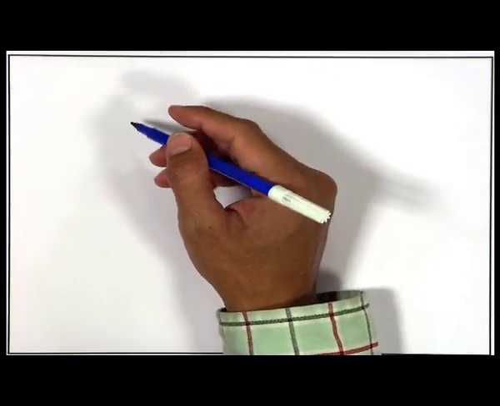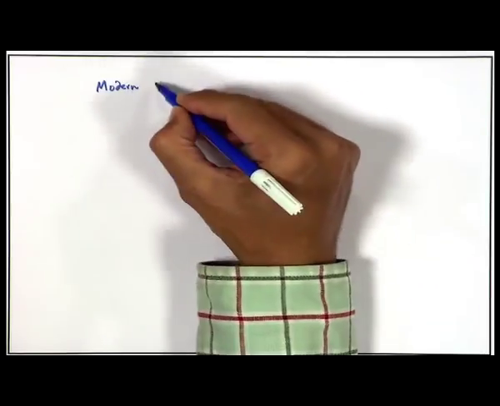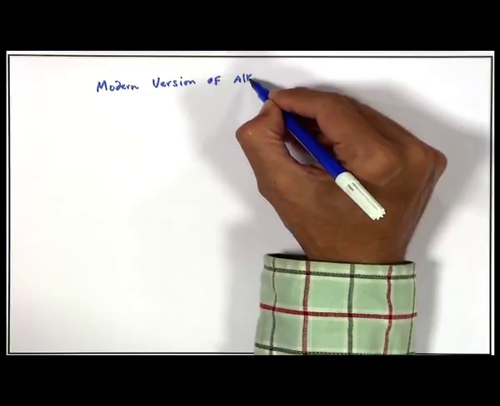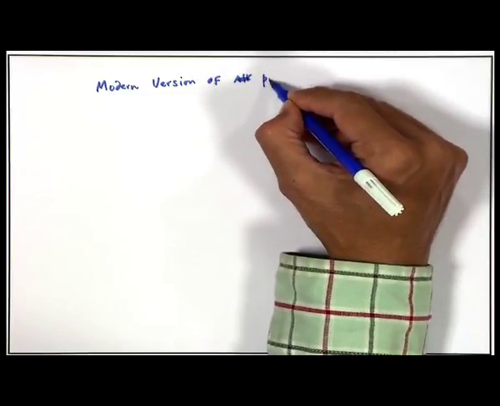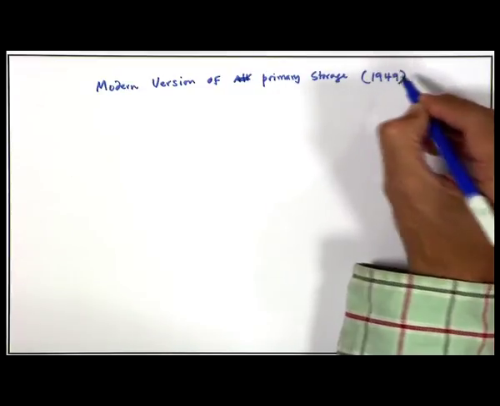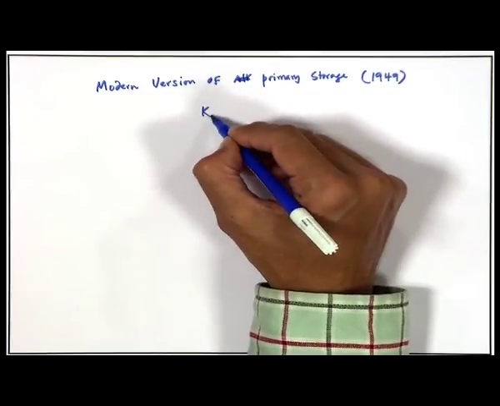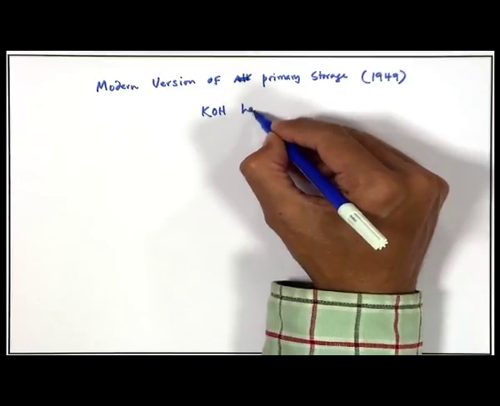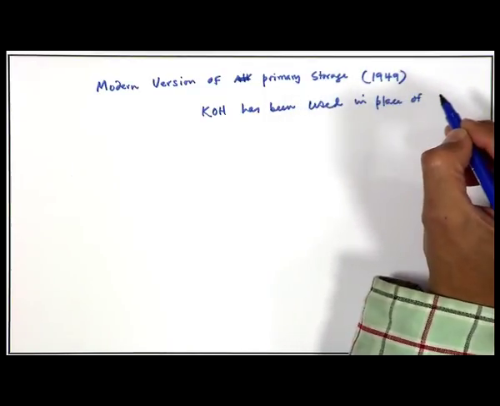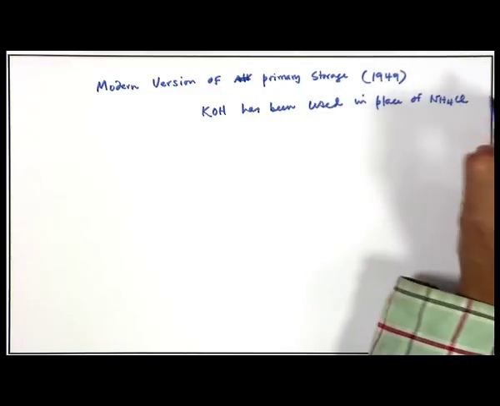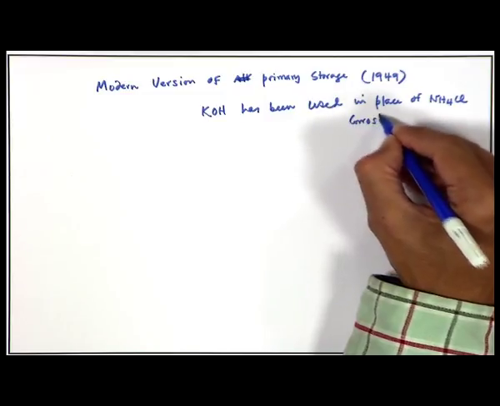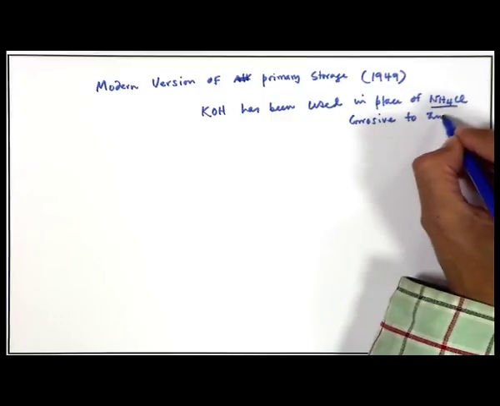Now, the modern version of this primary storage, the alkaline cell, was invented in 1949, where KOH has been used in place of this ammonium chloride, which is basically corrosive to the zinc metal.